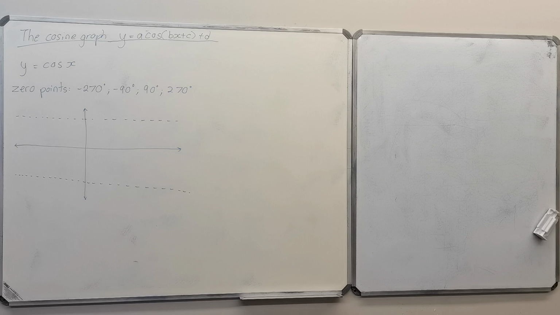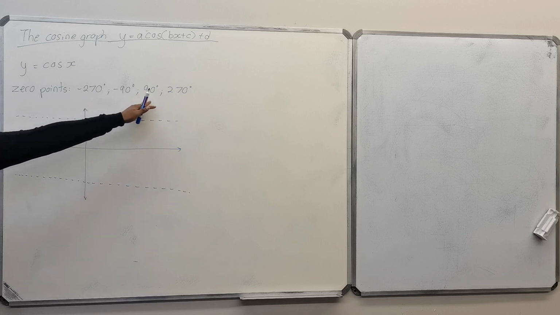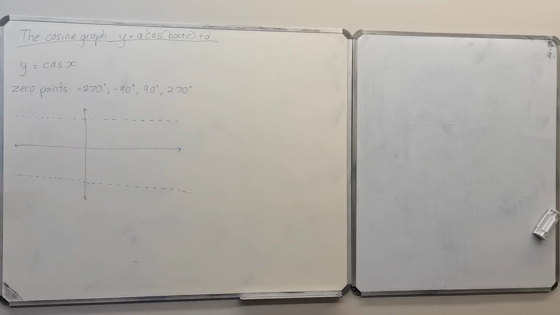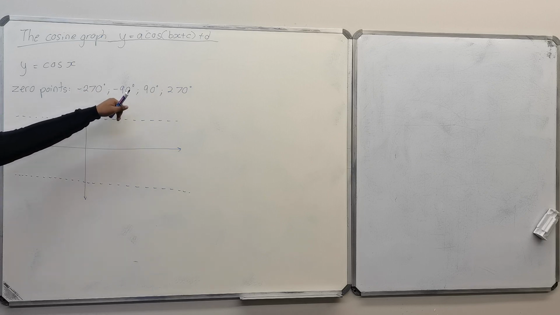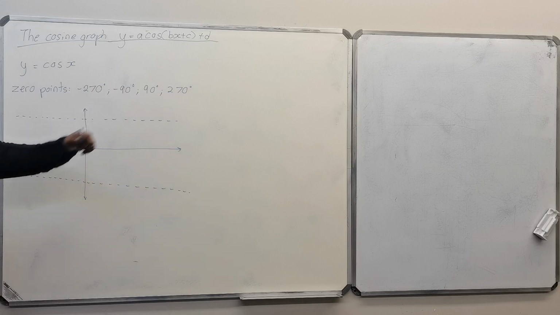But your 0 points, if you remember, this is the 0 points, and if you work out the phase shift and you end up with -5 degrees, you know that it will be -270 -5. It will be -90 -5.